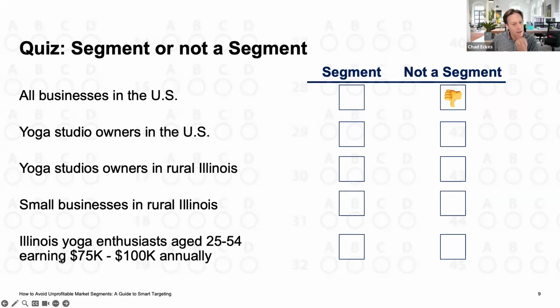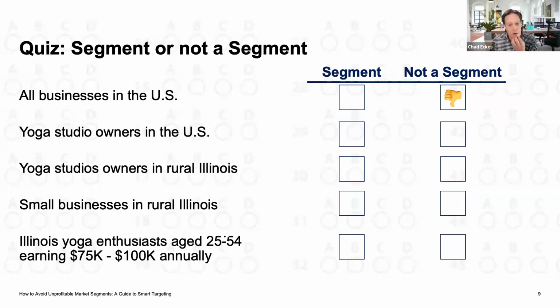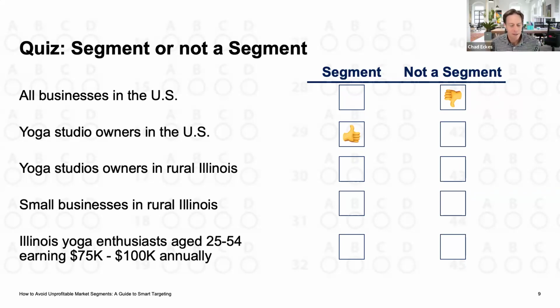Elizabeth Hahn, are you there? I am, sorry. Great, yeah. What do you think? Yoga studio owners in the US, is that a segment or not a segment? Oh, it's getting closer to one, but to me, it's still too broad. Okay. Yeah, you can always debate these things.